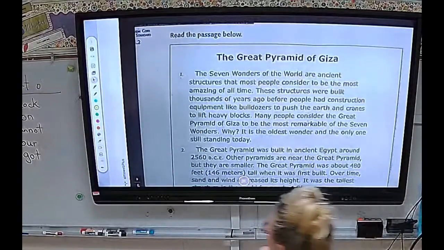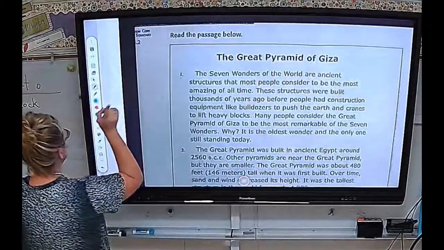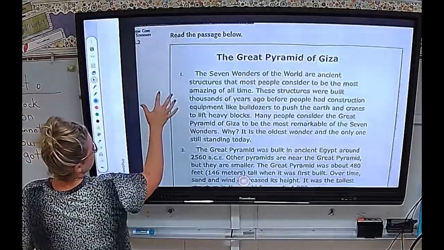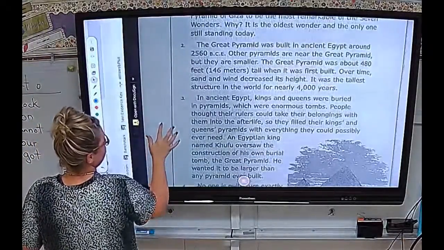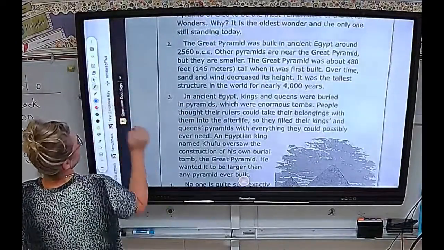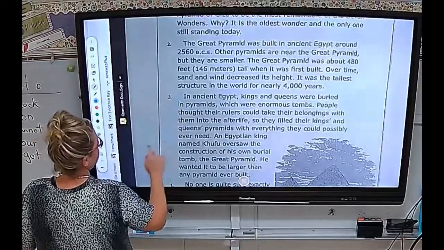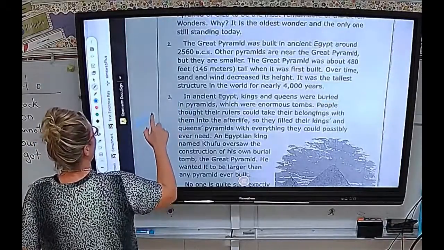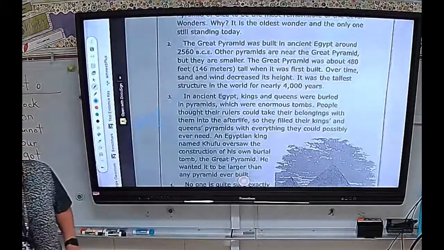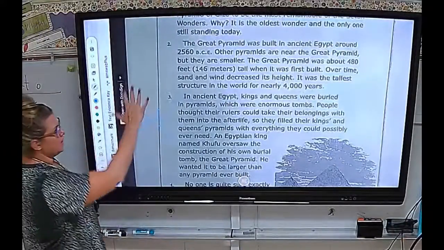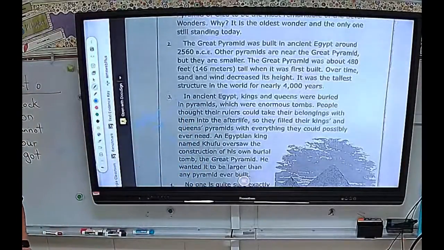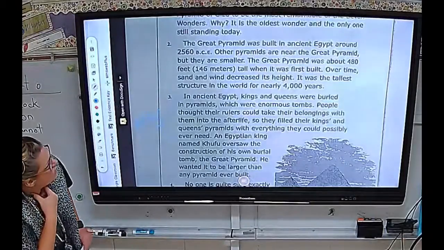So you want to take your pencil. I'm going to use my pencil for now. Right down here in paragraph 3, I'm going to do a little whoop, whoop, and I'm going to put the word why. Okay. So I know that there is something in here that I can use for my why paragraph. So I could go back and I'm going to look.